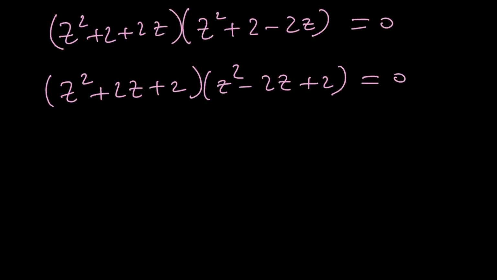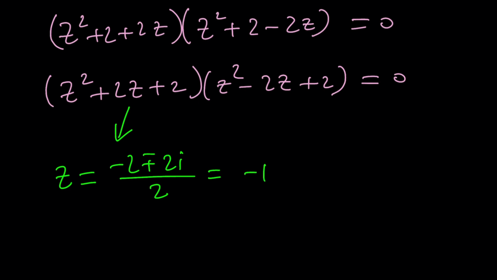Anyways, so how do we solve this? Each of these equations with the quadratic formula: negative b plus minus the square root of b squared minus 4ac, 4 minus 8. That's like negative 4, so that's going to be like 2i, right? Divided by 2a. And from here, we're going to get negative 1 plus minus i. Nice. And the other equation gives us more solutions.